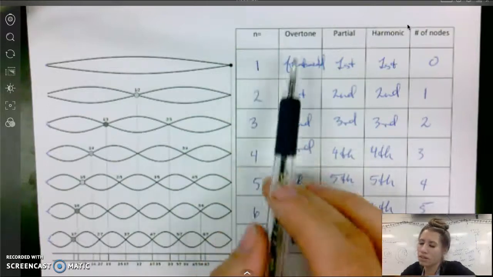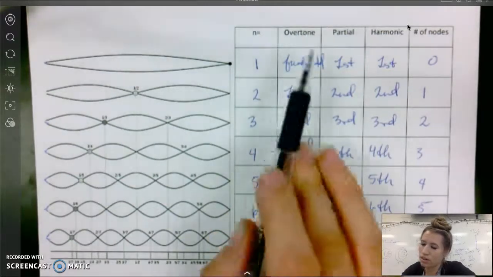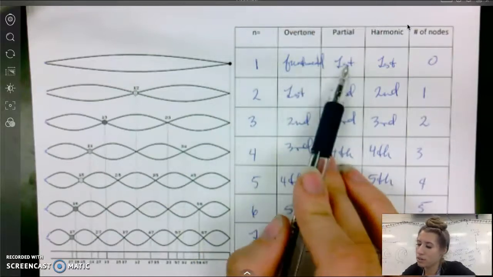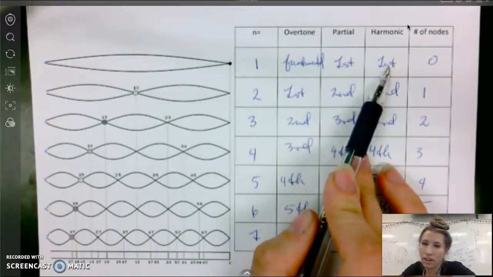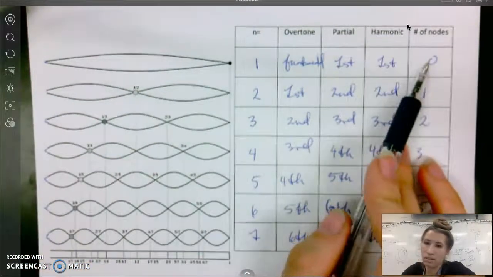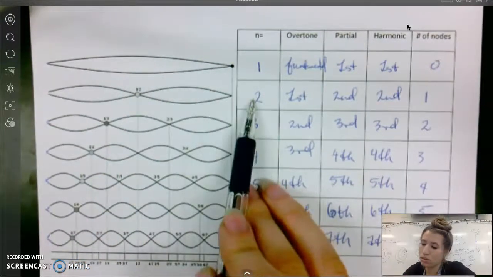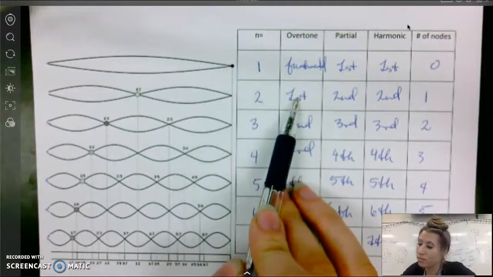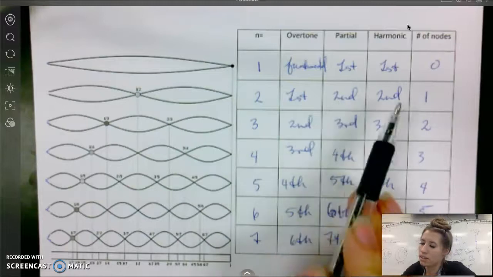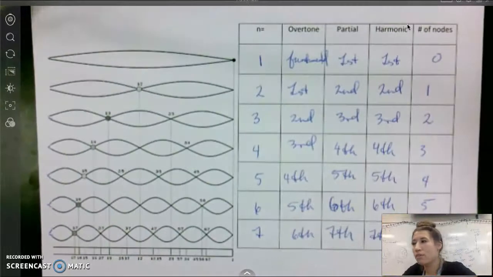So first, this is the fundamental. We don't call it an overtone yet. Overtone will start here. So n equals 1 is the fundamental. We also call it the first partial or the first harmonic, and the number of nodes, excluding the ends, is 0. For n equals 2, we call this the first overtone above the fundamental. It's the second partial, and it's the second harmonic, and it contains 1 node. And then we follow this pattern.